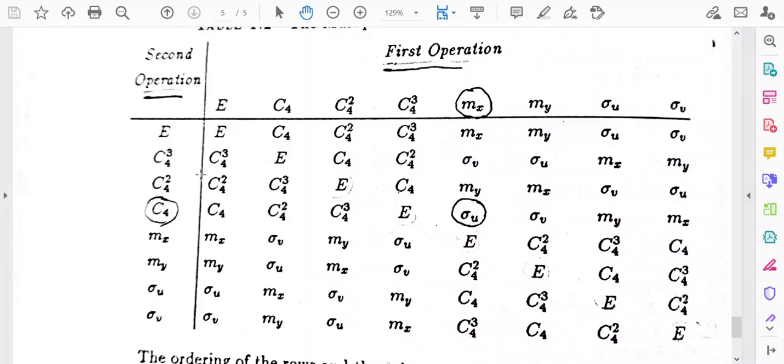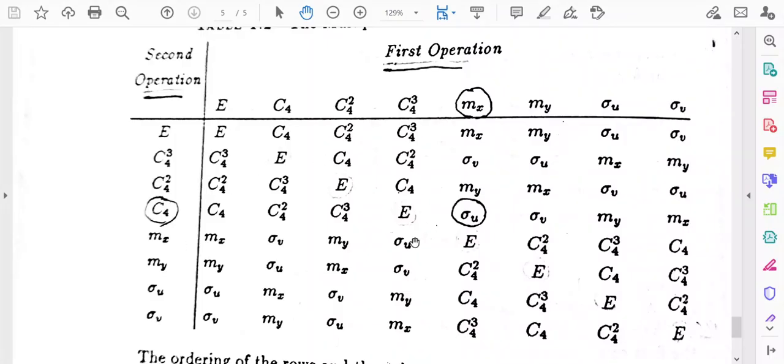Why have we changed the order? Actually we have to make the multiplication table very symmetric in nature. If we change the order a little bit, then what will happen? In the leading diagonal all the elements are E. You see, in the leading diagonal all the elements are E. Actually this is the reason for writing this particular order of the header and the left side column.